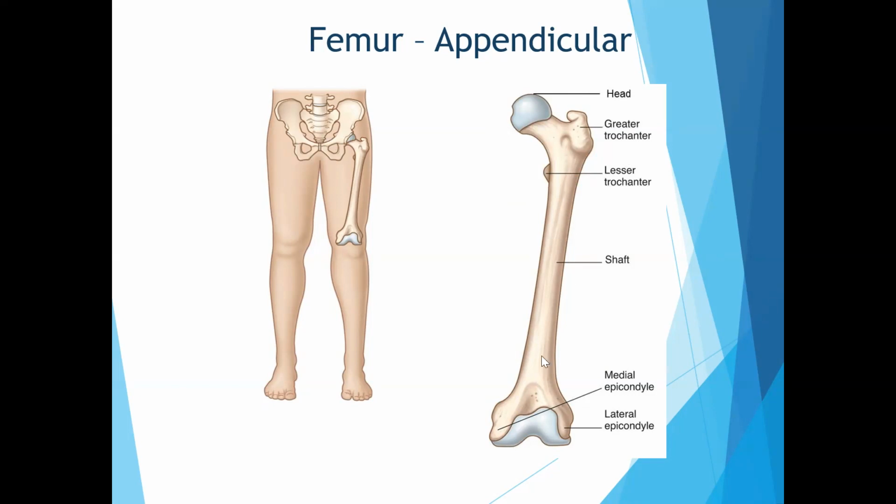You have the shaft here, so this is a long bone, and that's your diaphysis. And then you have your medial epicondyle and lateral epicondyle. Take a look back at the bone markings to understand the trochanter and epicondyle terms. This is going to make up the top portion of your knee joint. The femur is the longest bone in the body.